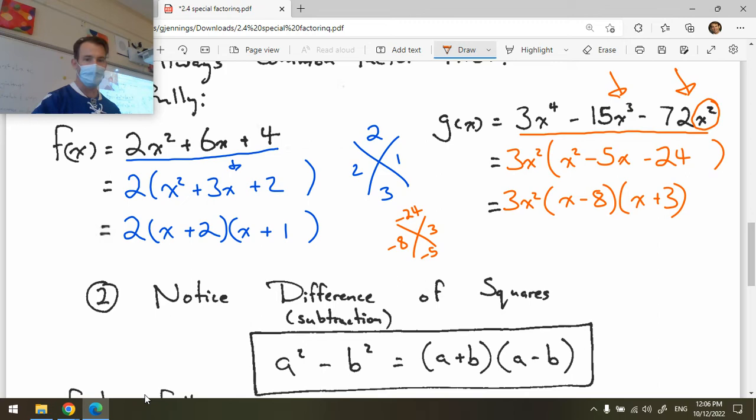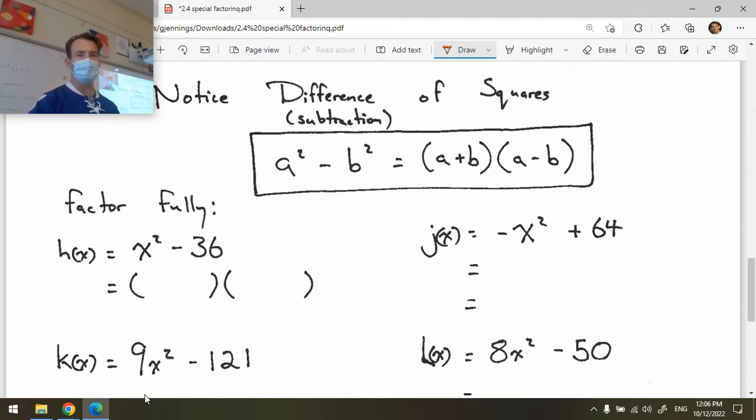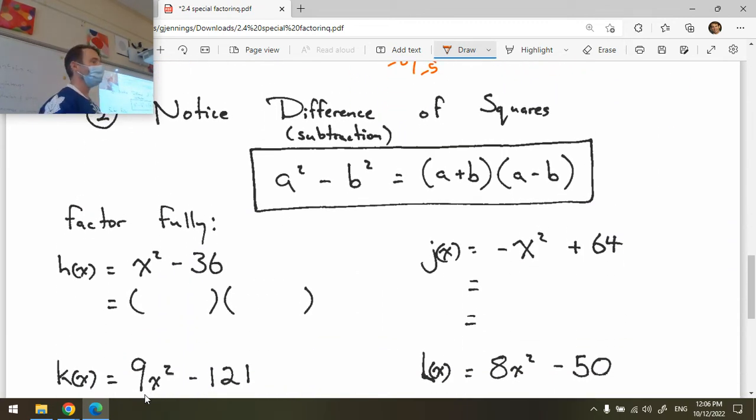Good. Let's keep going. We also want to notice difference of squares. Difference means subtraction. And I want to show you a little picture. I'll show it to you on the whiteboard. If I have a square patio, and let's say the area of the square patio is 81, because it's 9 by 9. Okay, so the area would be 81.